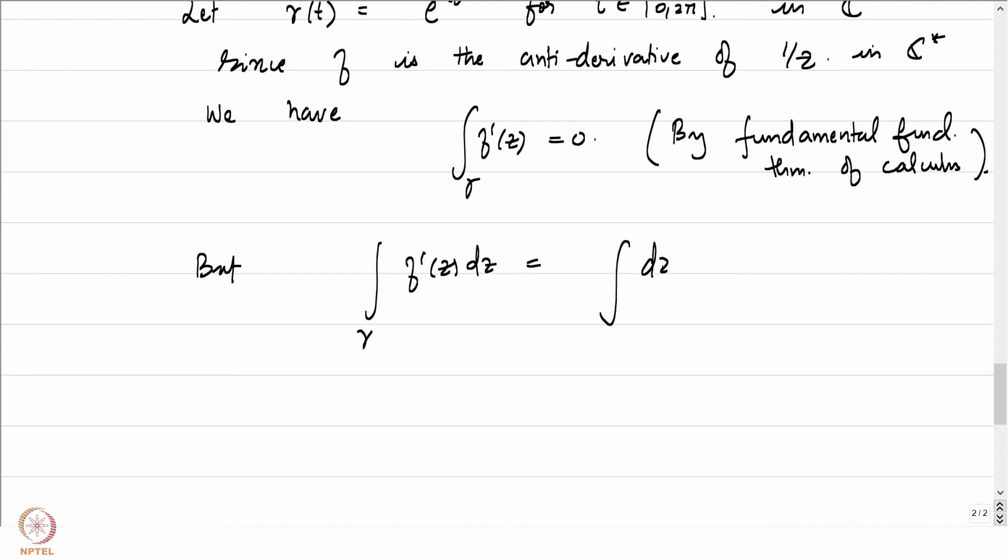This is the same as dz by z over gamma, where gamma is the unit circle, and we have checked multiple times that this is actually the value 2 pi i. In fact, it's going to be 2 pi i times the winding number of gamma around 0 if gamma were some other curve around 0. But anyway, we have picked the curve to be the extremely simple unit circle whose winding number is 1. Even otherwise, we have done a direct computation to check that this is equal to 2 pi i, which in particular is not equal to 0. So we are ending up with some contradiction, right?